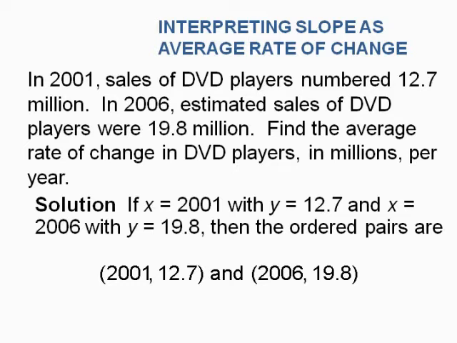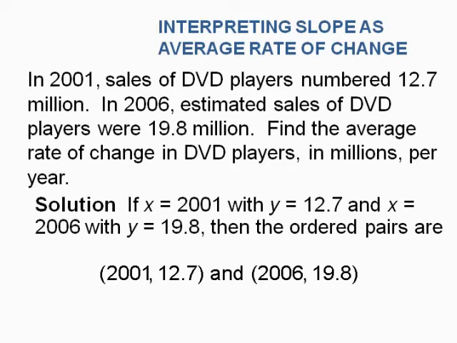I know. Now for you business majors, interpreting slope as average rate of change, let's say in 2001 we've got a problem where the sales of DVD players numbered 12.7 million. In the year 2006, estimated sales of DVD players were 19.8 million. So we want to find the average rate of change in DVD players in millions per year. So if x equals 2001 with y equal to 12.7 and x equals 2006 with y equal to 19.8, the ordered pairs we get are as follows.